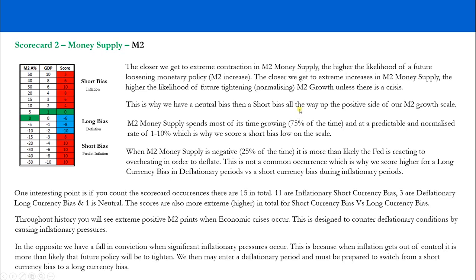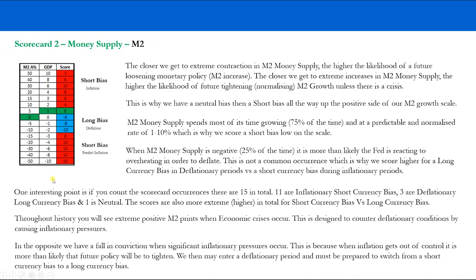And when M2 supply is negative, so 25% of the time, so 0 or negative, it's more likely that the Fed is reacting to some sort of overheating in the economy. So they're trying to slightly deflate. And this isn't a common occurrence, which is why we score quite highly for a long currency bias in deflationary periods relative to the normal situation in the positive normal range. So when we're scoring for the short currency bias or inflationary periods.